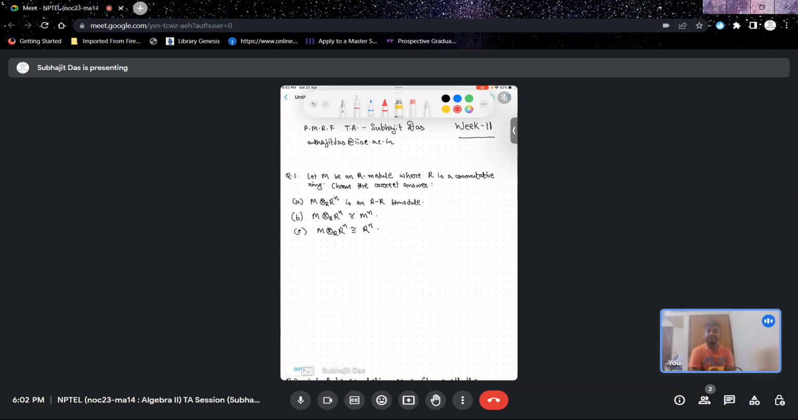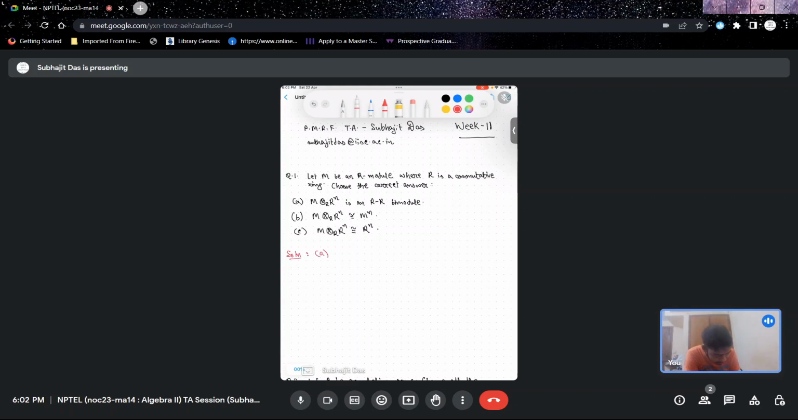Now option B says that M tensored over R with R^n is isomorphic to M^n. Since we have been talking about tensor products for quite some time now, we know that tensor products distribute over direct sums, and using that we can conclude this. So option B will also be correct, and option C is clearly incorrect. So let us just write down the arguments.